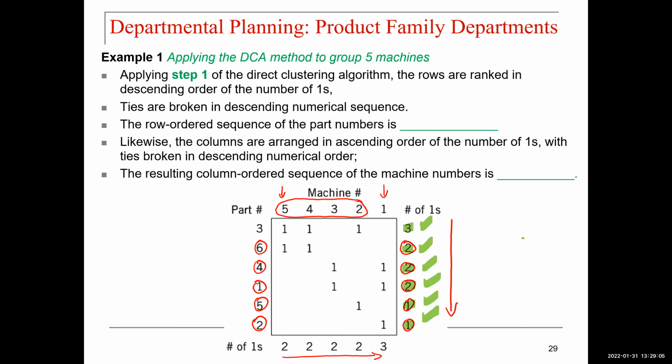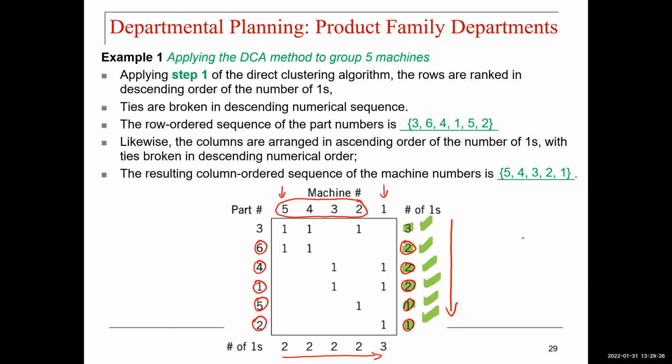The row order sequence of the part numbers is 3, 6, 4, 1, and 5, and 2. Likewise, the columns are arranged in ascending order of the number of ones, with ties broken in descending numerical order. The resulting column order sequence of the machine numbers is 5, 4, 3, 2, 1.